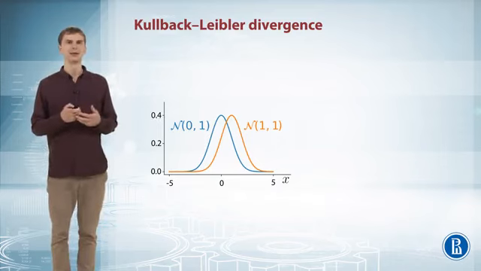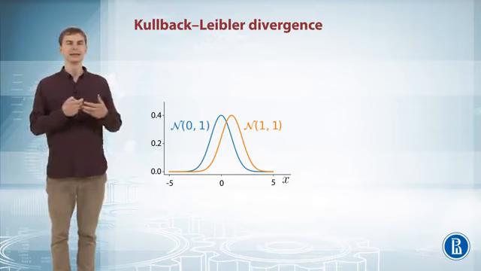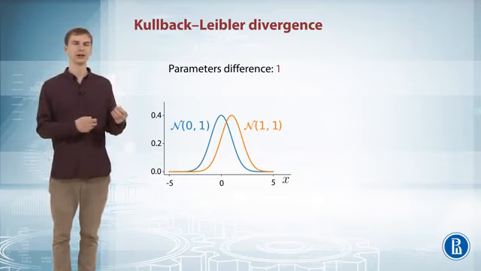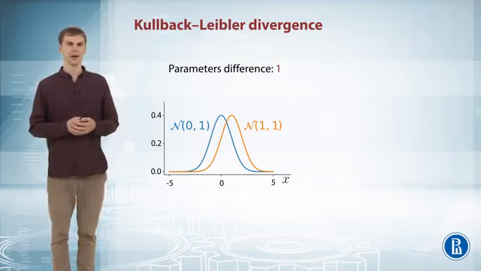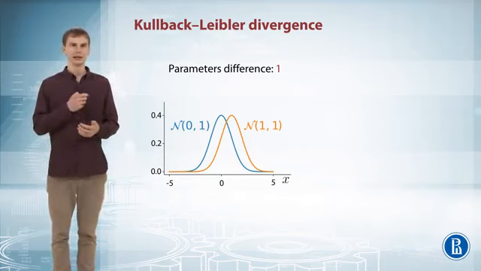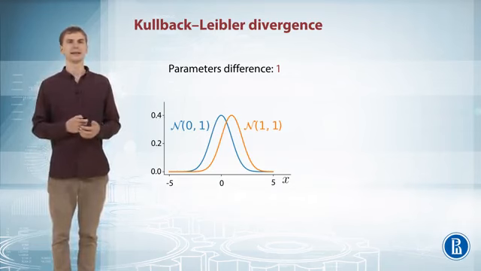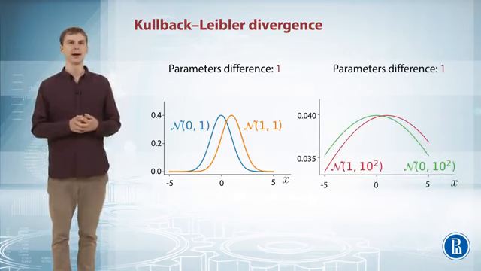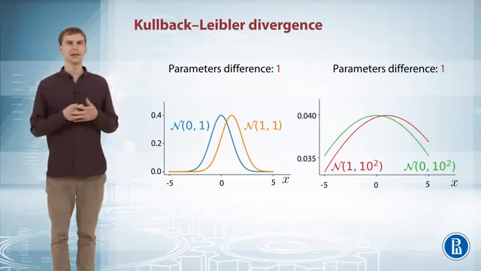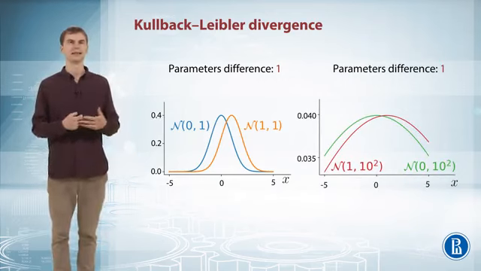Well, a natural thing is to measure the distance between their parameters. And it's 1 here, because the variances are the same and the locations are different by 1. Well, it may be a reasonable measure of distance here, why not? But let's consider other 2 Gaussians, which have the same locations, 0 and 1, but they have variances 100. Both of them have variance 100. In this case, the difference between parameters is the same, it's 1.